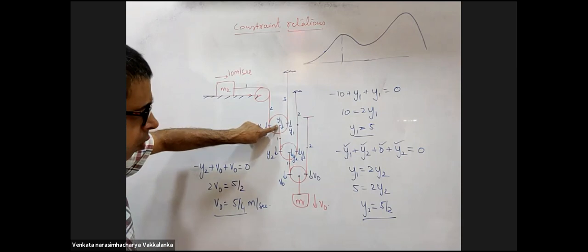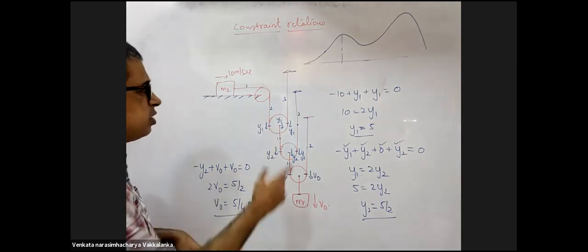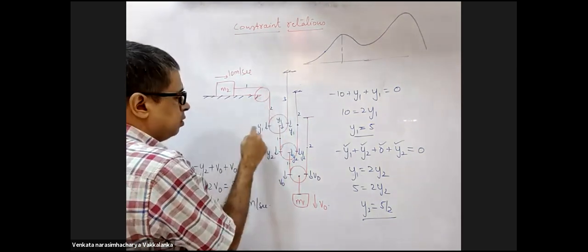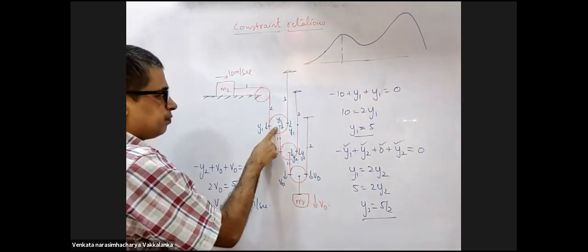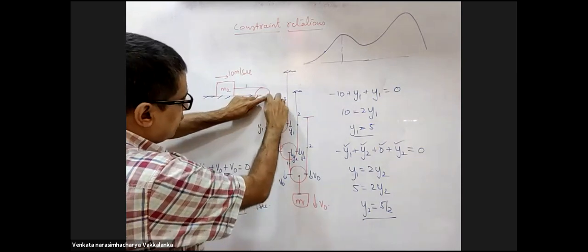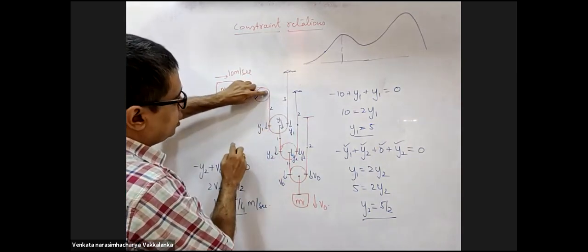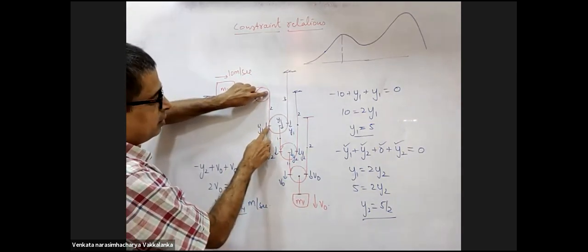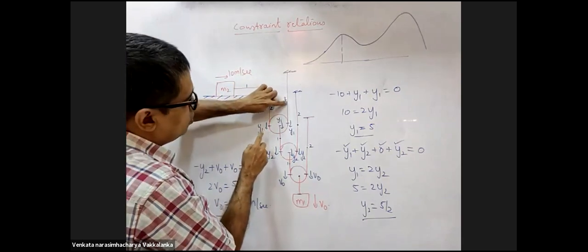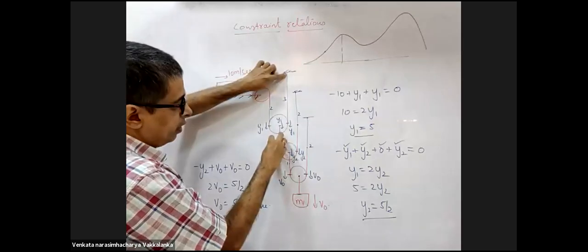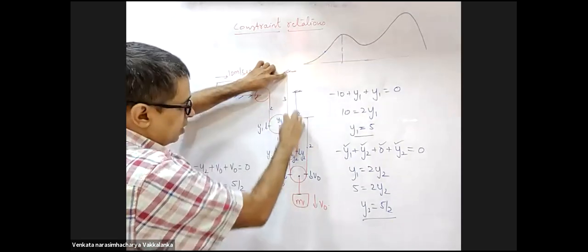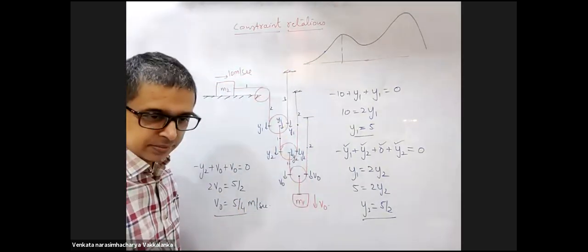Which one are you taking as the reference? The center of the section. This one? Yes, sir. Now have a look. For this segment, what is the elongation? 0 and plus y1. The whole of the pulley is going down here. So this segment increased by y1. Okay.